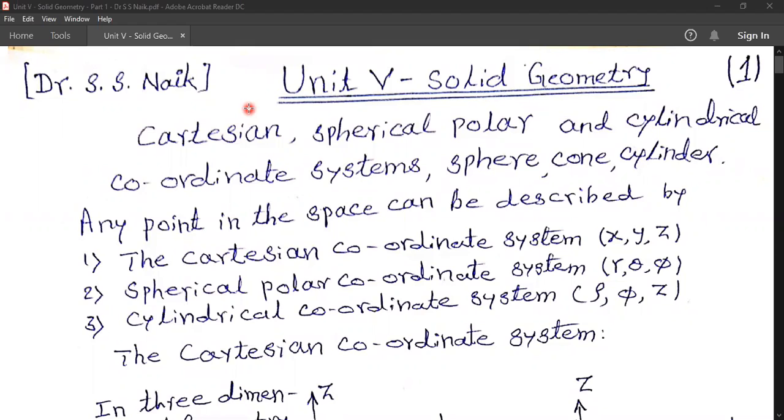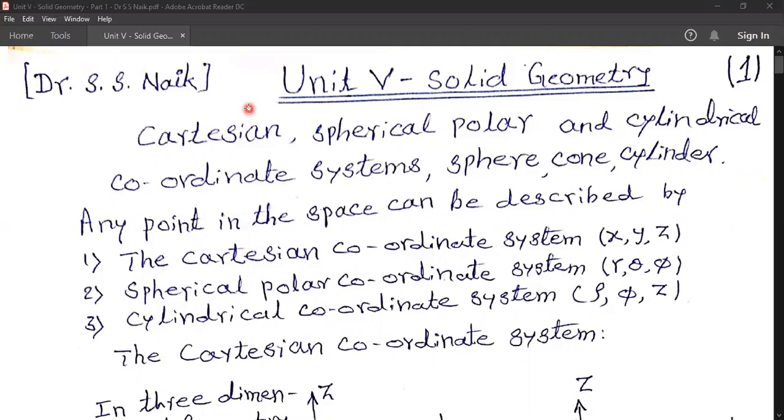In this solid geometry unit, first we'll see the coordinate systems, which include the Cartesian, spherical polar, and cylindrical coordinate systems. Then after that, we'll go to the three main parts: sphere, cone, and cylinder.